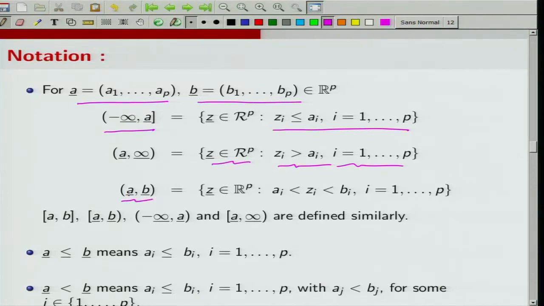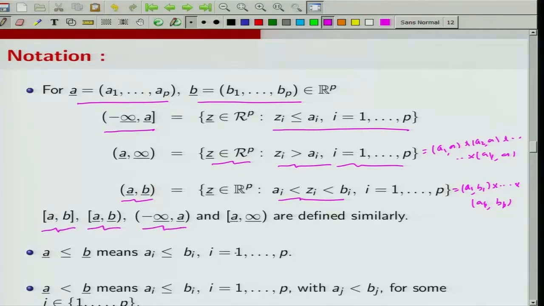Then (a, b), open, is the collection of all those z belonging to R^p that are open on both sides. So, zi is between ai and bi, for i equal to 1 to p. Another way to write this would be (a1, b1) cross ... cross (ap, bp). Another way to write this would be nothing but (a1, infinity) cross (a2, infinity) cross ... cross (ap, infinity), and so on. Similarly, you can define closed [a, b], semi-closed [a, b), (-infinity, a) open, and [a, infinity) closed at a. One can define these similarly.